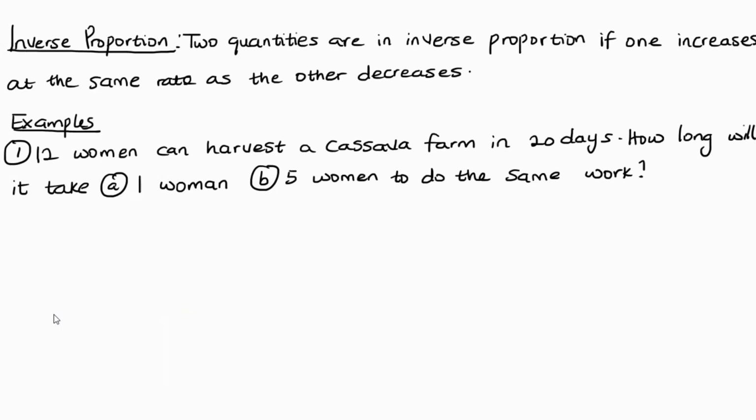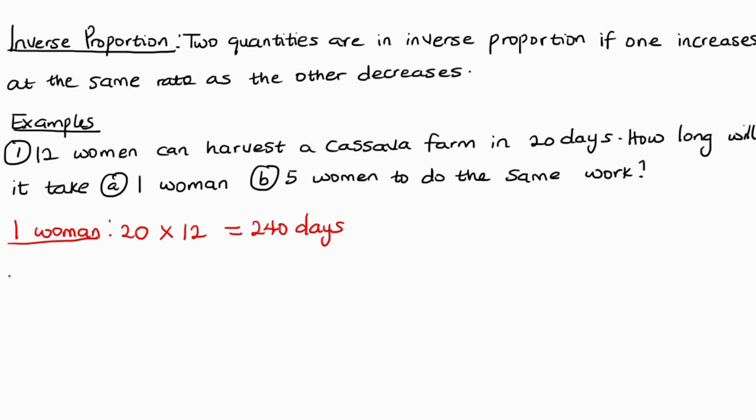12 women can harvest a cassava farm in 20 days. How long will it take A, one woman, and B, 5 women to do the same work? So how do we actually solve this? 12 women can harvest a cassava farm in 20 days. So how long does it take one woman to do that same job? What this simply implies is that if 12 women can harvest a cassava farm in 20 days, then one woman is going to take 20 times 12, which is 240 days. So from this, we know that it will take 240 days for one woman to harvest a cassava farm.